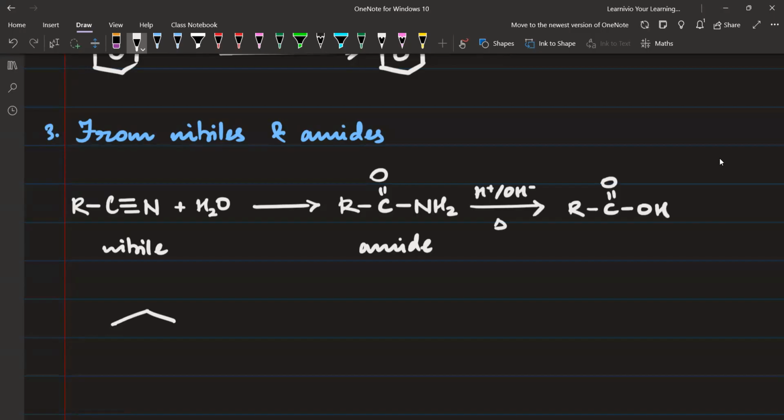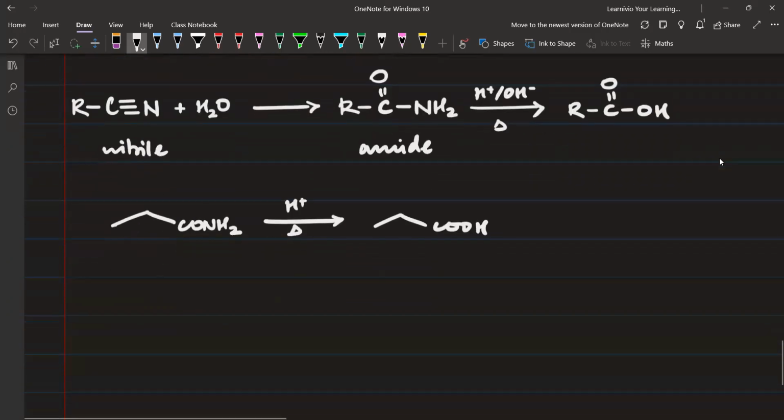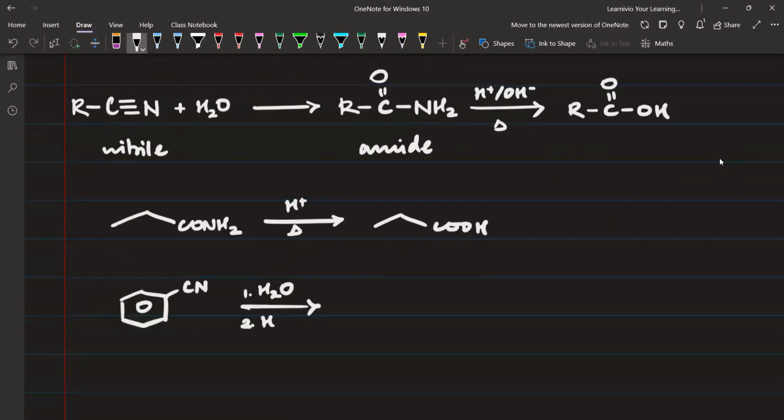If we are starting with amide, that is CONH2, then you just need to give H plus, heat it, and you will get the same number of carbon atoms with carboxylic acid. But if you are starting with nitrile, then you have to do a two-step reaction. First step H2O, second step H plus and heat.